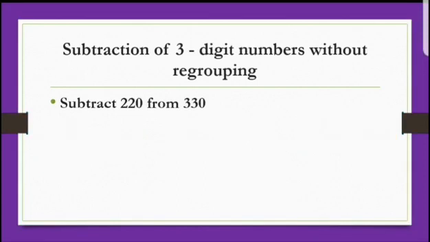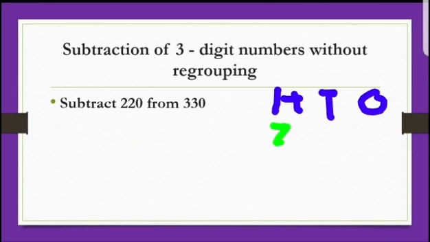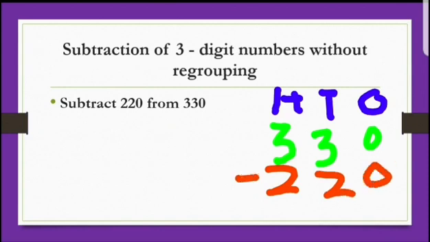Okay, so now again you have to write according to place values. Write the place values. Now we will write the bigger number here, which is the bigger number between 330 and 220. It is 330, and the smaller number is 220, minus sign.